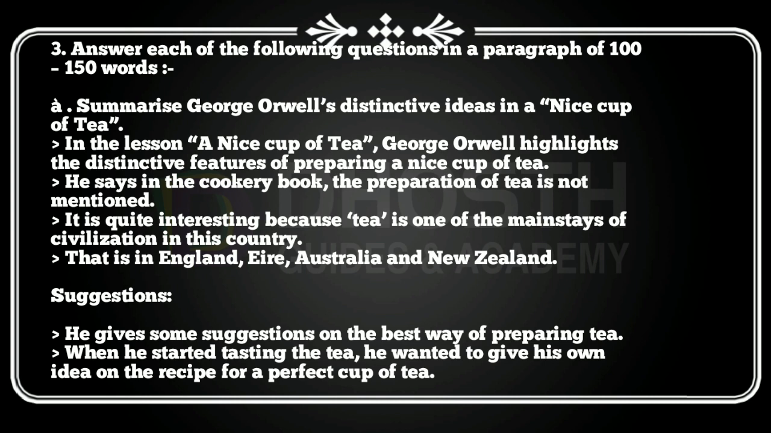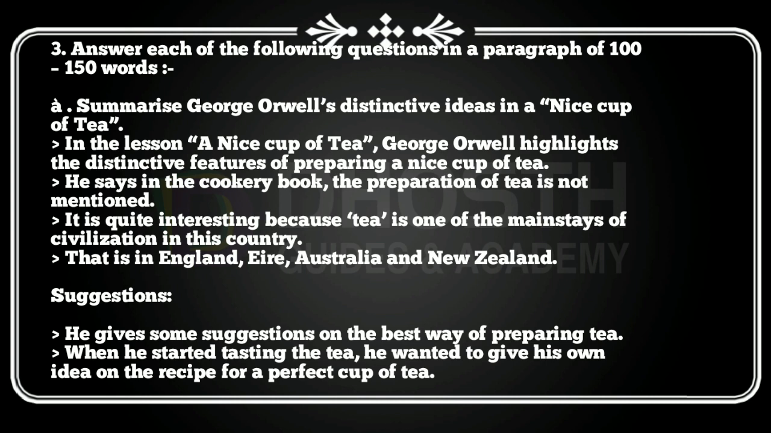In the lesson, A Nice Cup of Tea, George Orwell highlights the distinctive features of preparing a nice cup of tea. He says that in the cookery book, the preparation of tea is not mentioned. It is quite interesting because tea is one of the mainstays of civilization in this country, that is, in England, Ireland, Australia, and New Zealand. He gives some suggestions on the best way of preparing tea.